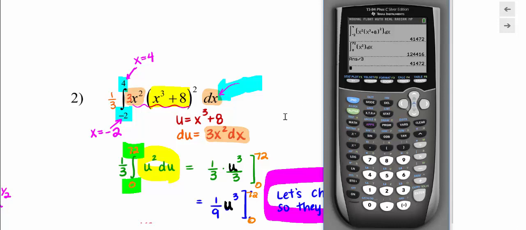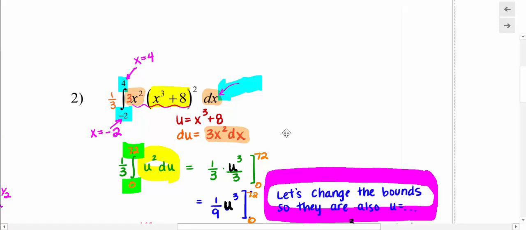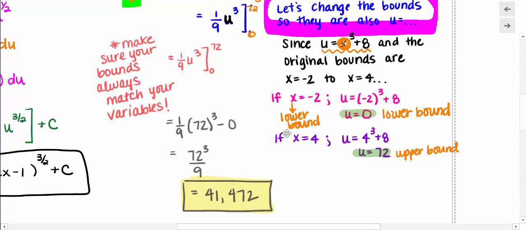41,472. So if I think for a second I didn't change my bounds right, I could certainly check that by checking both antiderivatives. After you anti-differentiate, that's just your computation, but it should work either way. Okay? That's all about changing your bounds. So let's get back to a couple other examples that are indefinite integrals so we can practice more u-substitution.